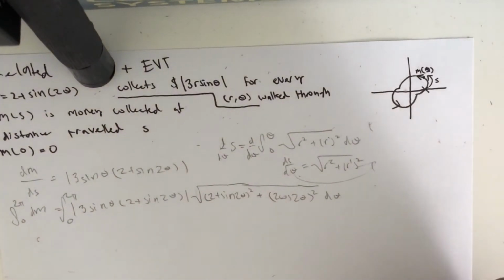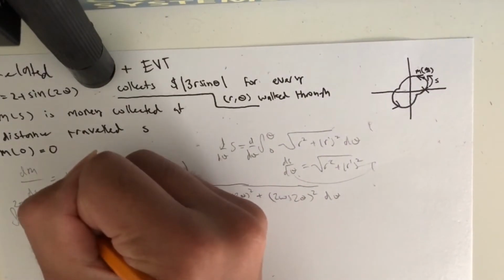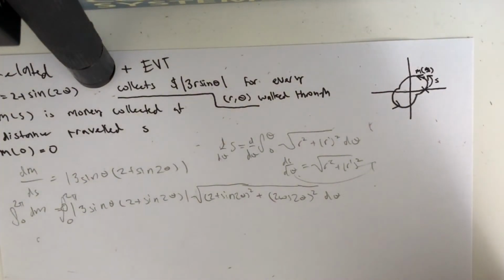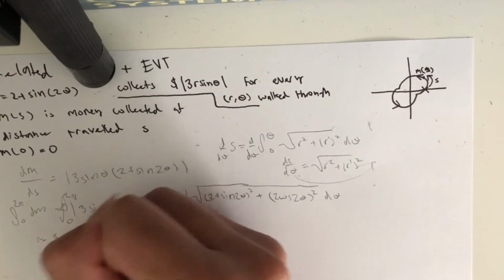And one thing we can recognize is that this is a cyclic function. It makes a loop for every 2 pi. And because we're integrating along a closed loop, this can be specified as a closed line integral. This value returns $63.97.